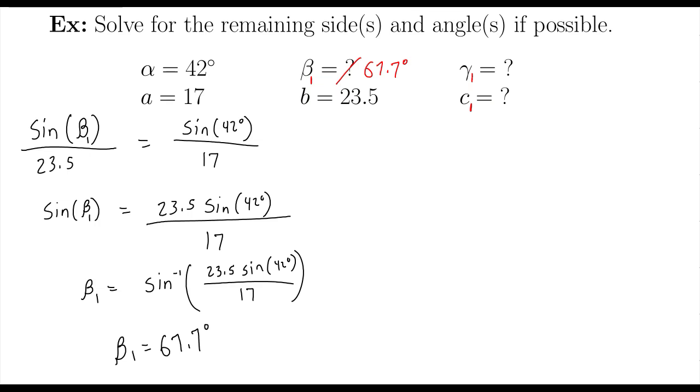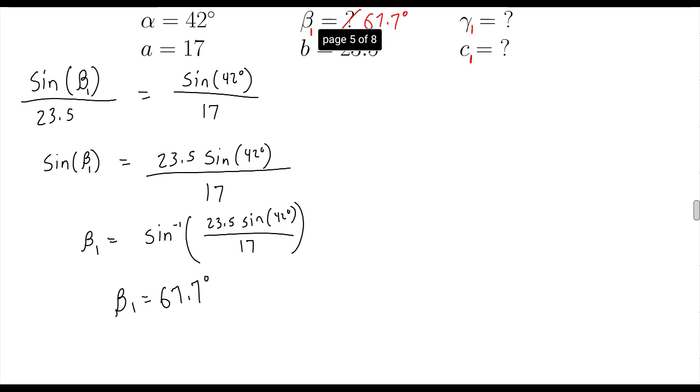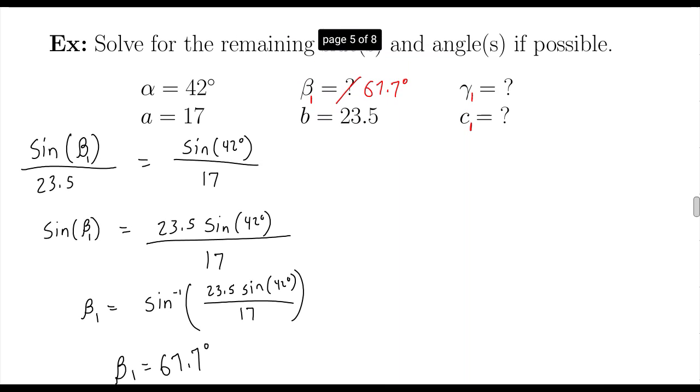Now, let me go down here and write out beta 2. Remember, that's 180 degrees minus 67.7 degrees, and that gives me 112.3. I'm going to keep that in mind for later. All right, let's go back now and finish this problem.